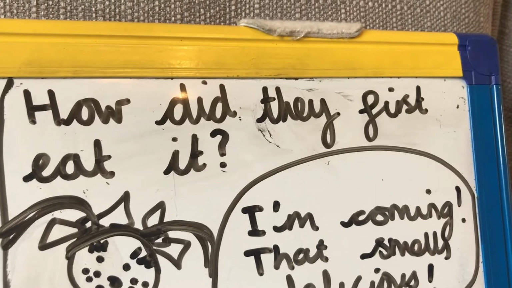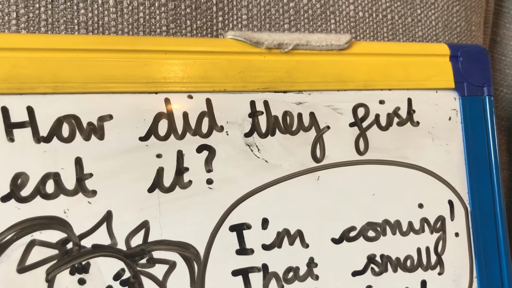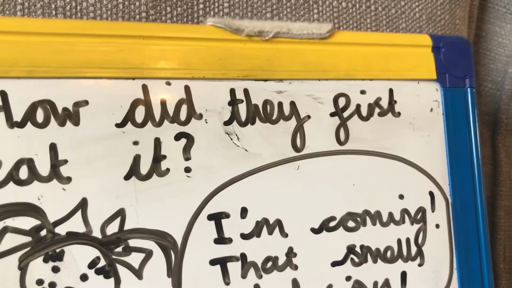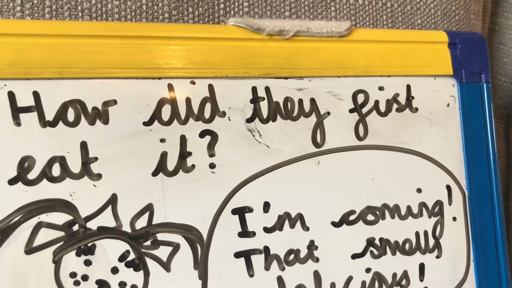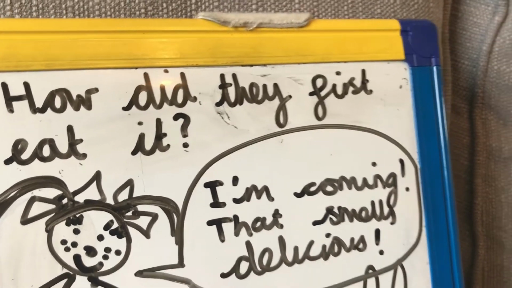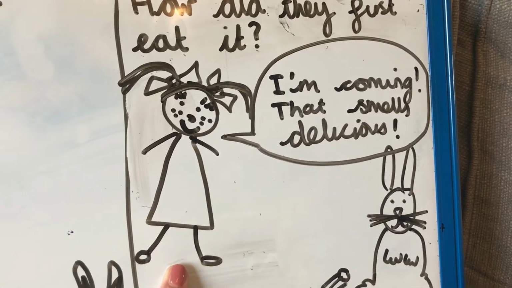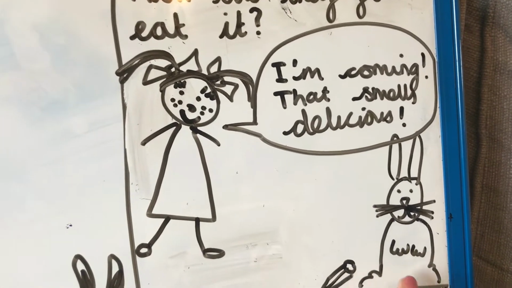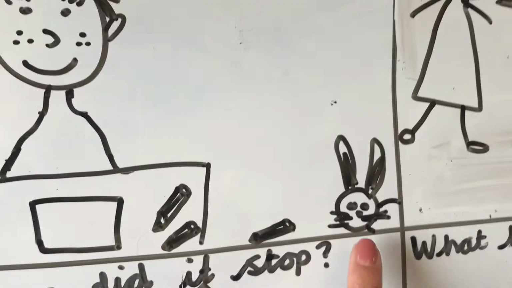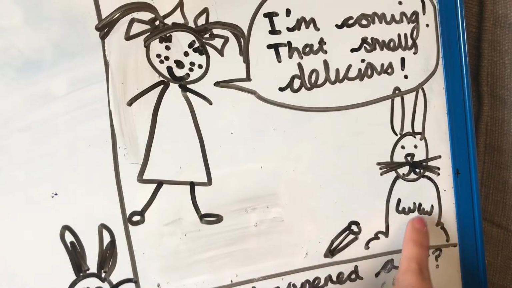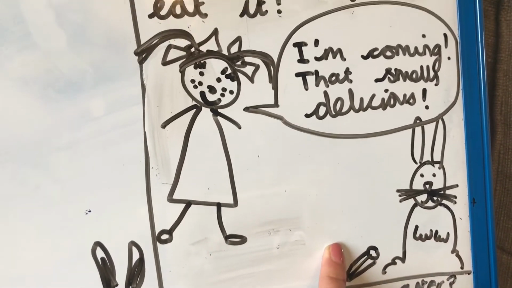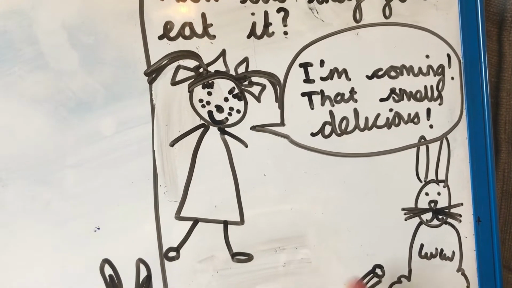Okay, we're on our third box now. So next we're going to decide how did they first eat it? So my character Bobby first started eating pencils when his owner Sophie was called into the kitchen by her mum to get some snacks. So Bobby shot up, because he was lying down, he shot up and he hopped over towards the pencils and scoffed them.